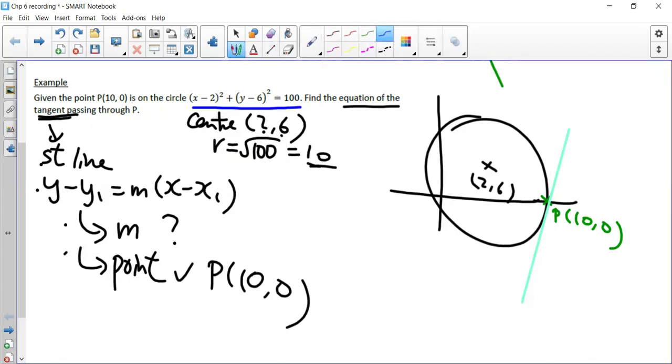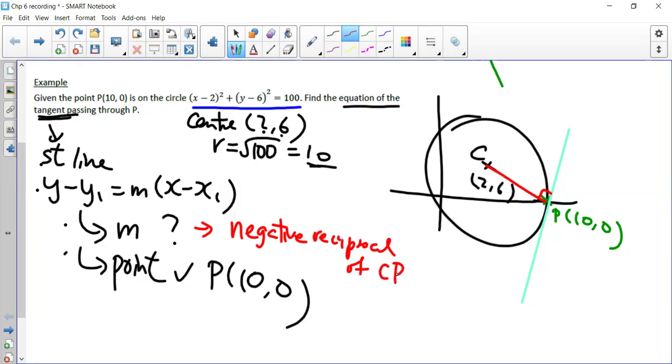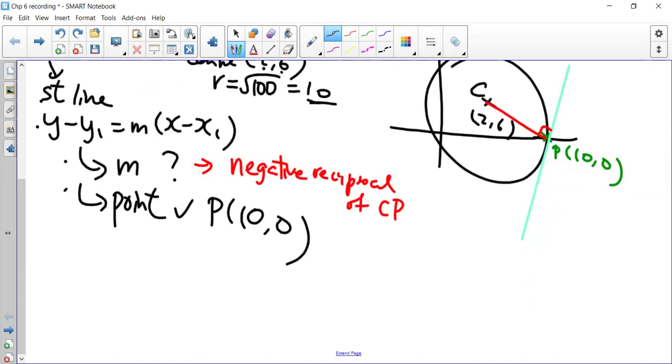Looks all right. We need a gradient of that line. What we know is that this makes a right angle. So the gradient in here, therefore, is the negative reciprocal of the gradient of CP, where C is the center. So we need to find the gradient of CP and take the negative reciprocal. That forms the gradient for the line that we need for the equation of the tangent. So let's work out the gradient of CP.